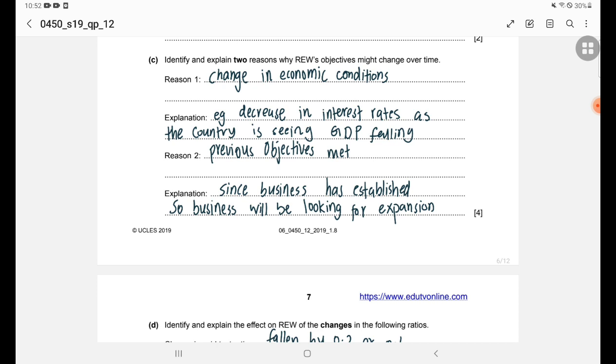Other things you can talk about is that maybe change in profit, so business costs decrease in profit, something like that. You can also say there may be a change in competition or the market or demand. For example, a decrease in demand for the carpets, or competitors enter the market, and stuff like that.